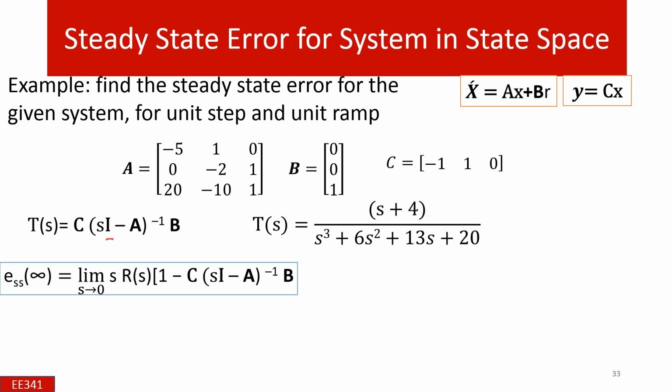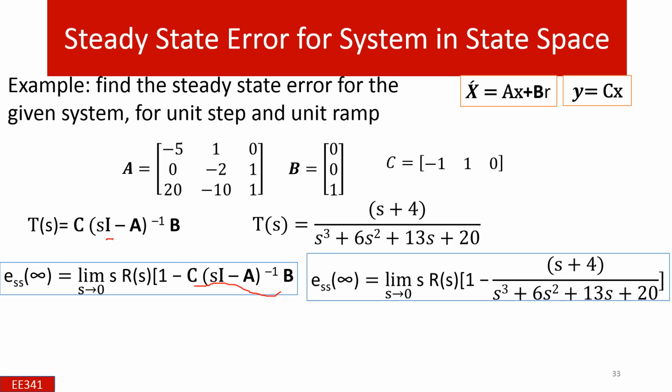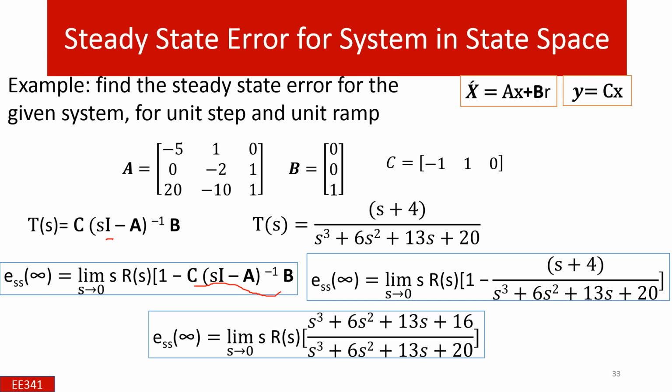So the definition of the steady state error is given by this relation, and if we apply this relation here, then we have this one. Taking the LCM of this relation, we have, in the simplest way, this definition of the steady state error. When we find this relation, we can apply different types of inputs here and find the steady state error of the given system.